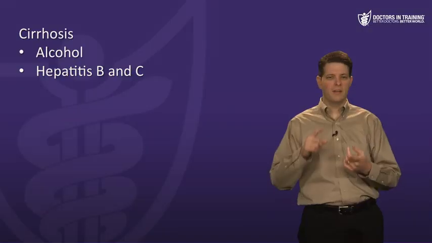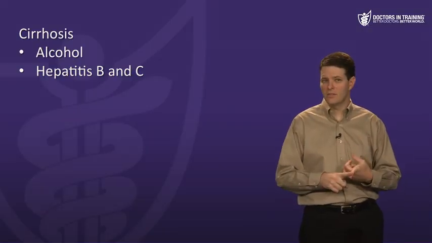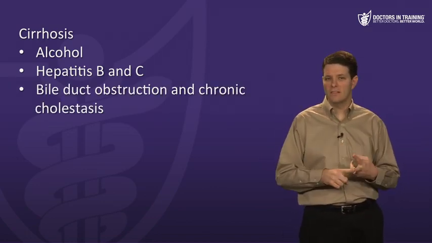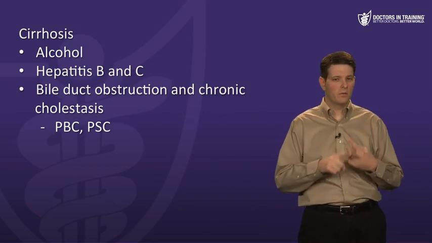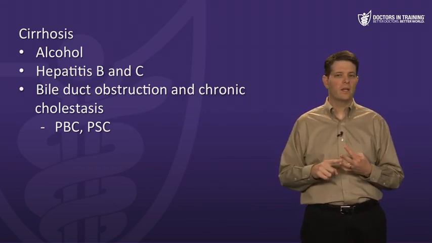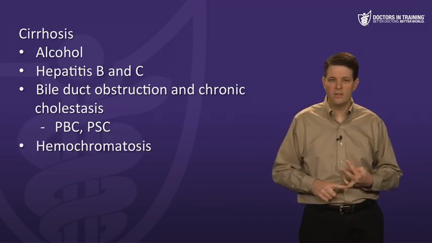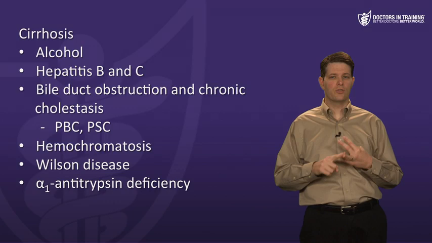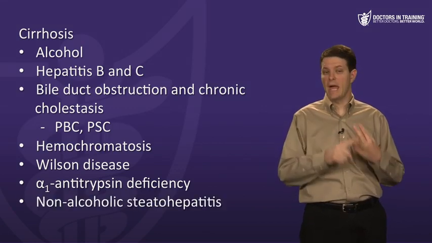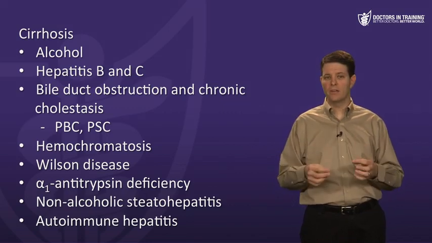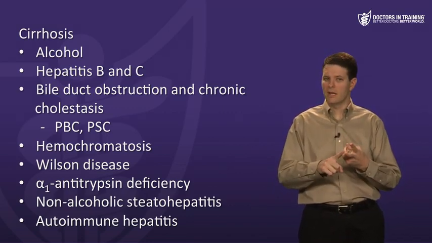Next, let's talk specifically about cirrhosis. So lots of things can cause cirrhosis other than alcohol. Hepatitis B and hepatitis C can definitely lead to cirrhosis, but it's more common in hepatitis C. Bile duct obstruction and chronic cholestasis, including PBC and PSC, which we covered elsewhere. Then there are a variety of hepatic parenchymal diseases, which are also covered elsewhere. Things like hemochromatosis, Wilson disease, alpha-1 antitrypsin deficiency. We mentioned NASH, autoimmune hepatitis. So lots of different things can cause cirrhosis. But the two biggest ones in the U.S. are alcoholism and hepatitis C.